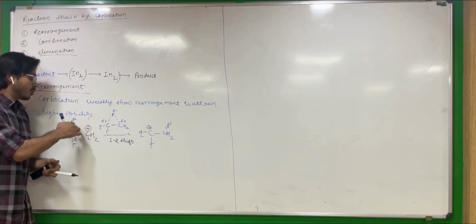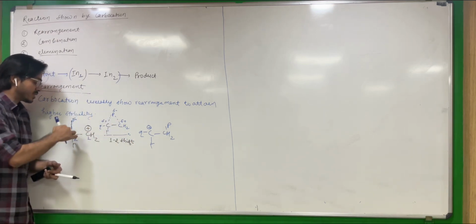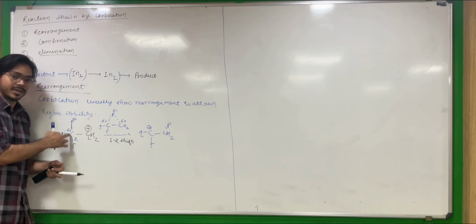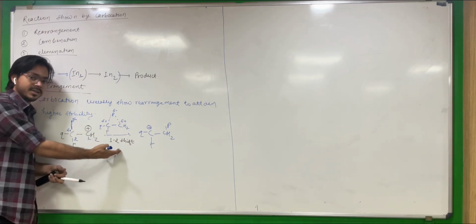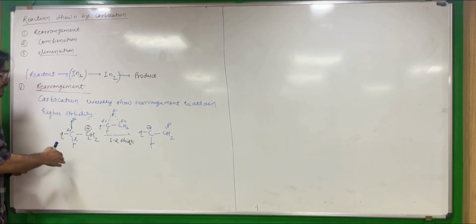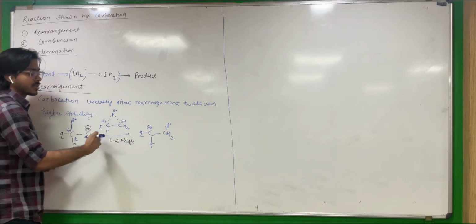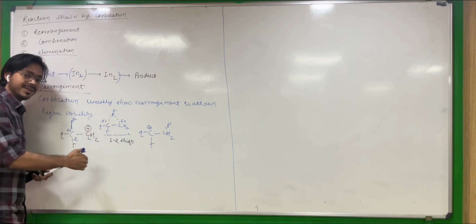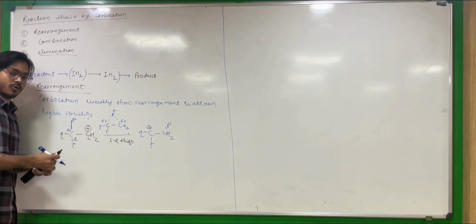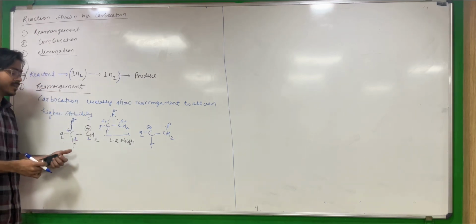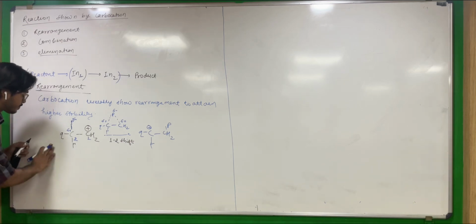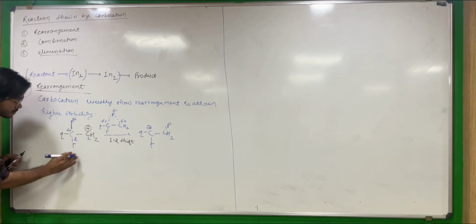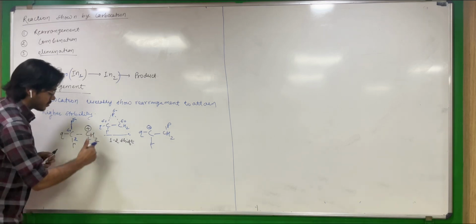Why is P going from 2 to 1? Because a more stable carbocation is forming on carbon 2. That's why this rearrangement is taking place. This is called a 1-2 shift reaction. When a more stable carbocation forms, only then does rearrangement take place. If a more stable carbocation is not forming, then no rearrangement will take place.